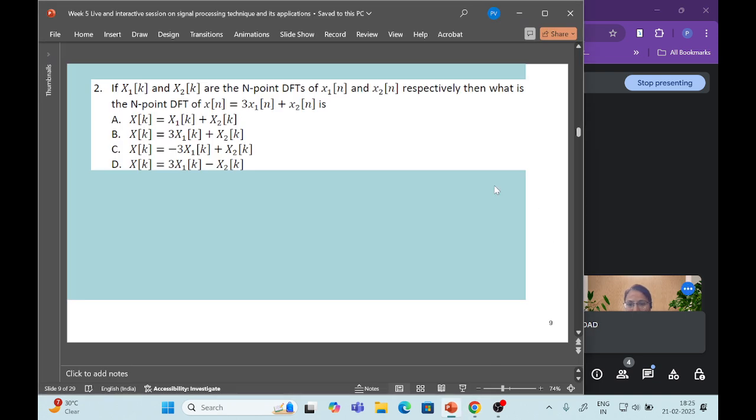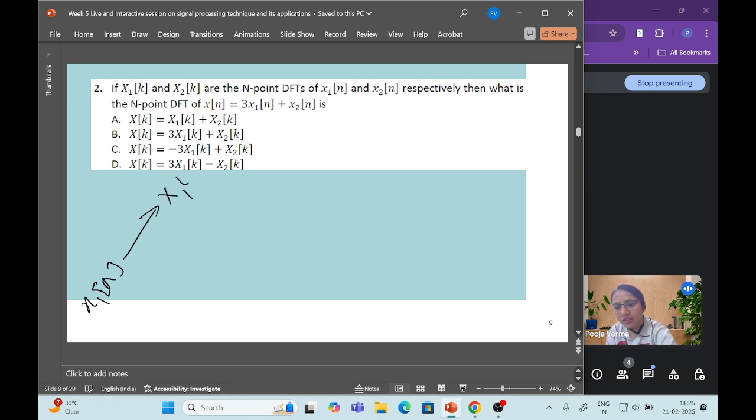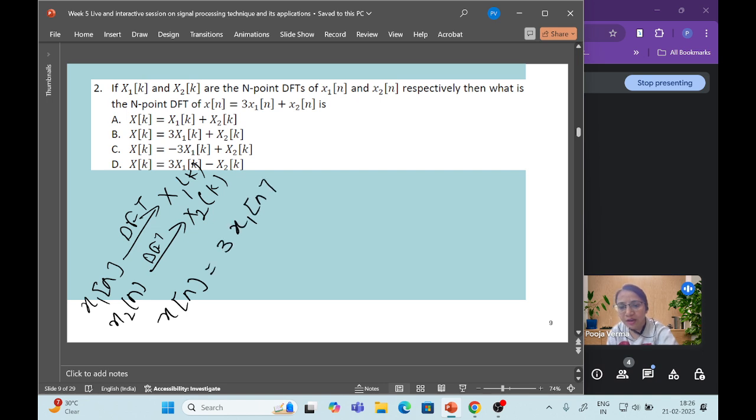Correct. Here it is given x1 of k and x2 of k are the n-point DFTs of x1 of n and x2 of n. That means the DFT of x1 is x1 of k and the DFT of x2 is x2 of k. Now we need to find the DFT of x of n equal to 3 x1 of n plus x2 of n.